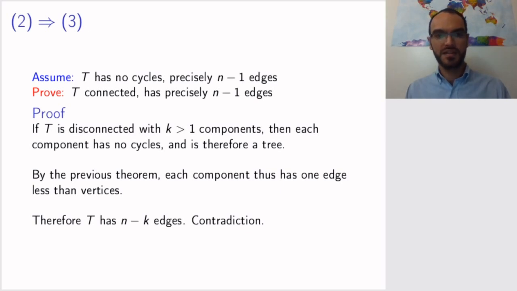But now suddenly we arrive at the conclusion that T has n-k edges with k greater than 1. This contradicts our assumption that we had precisely n-1 edges. Therefore, T cannot be disconnected, and we have proven that T is connected.